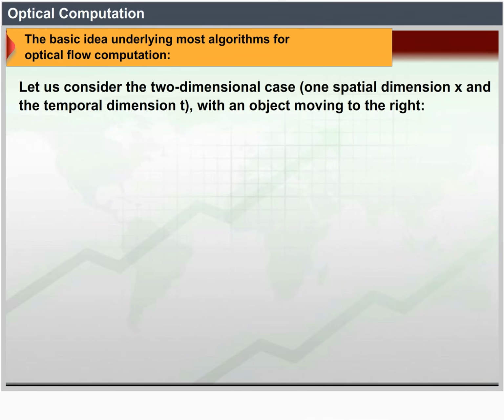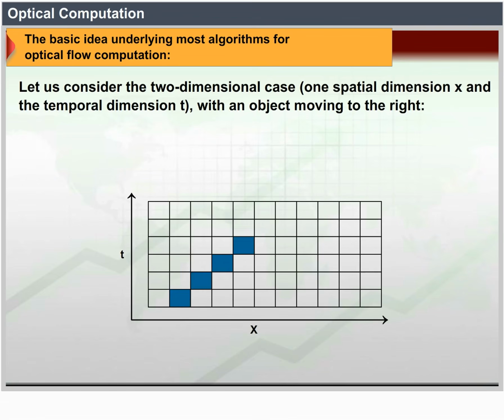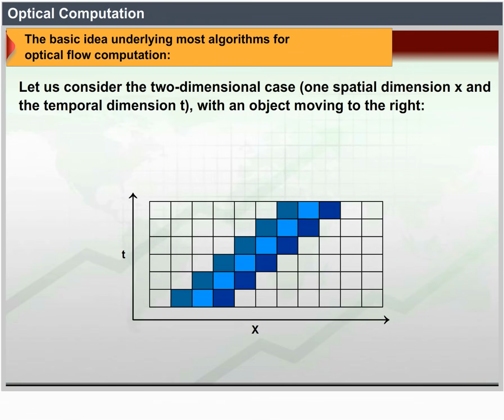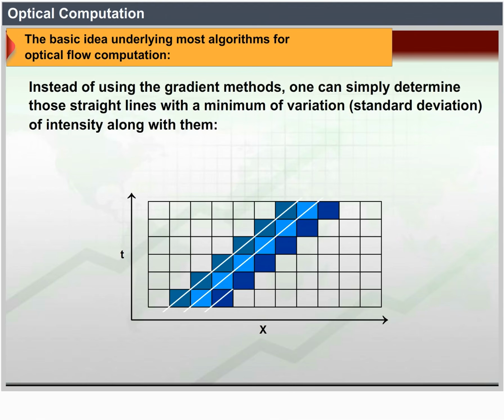Let us consider the 2-dimensional case, one spatial dimension x and the temporal dimension t, with an object moving to the right. Instead of using the gradient method, one can simply determine those straight lines with a minimum of variation, or standard deviation, in intensity along them.